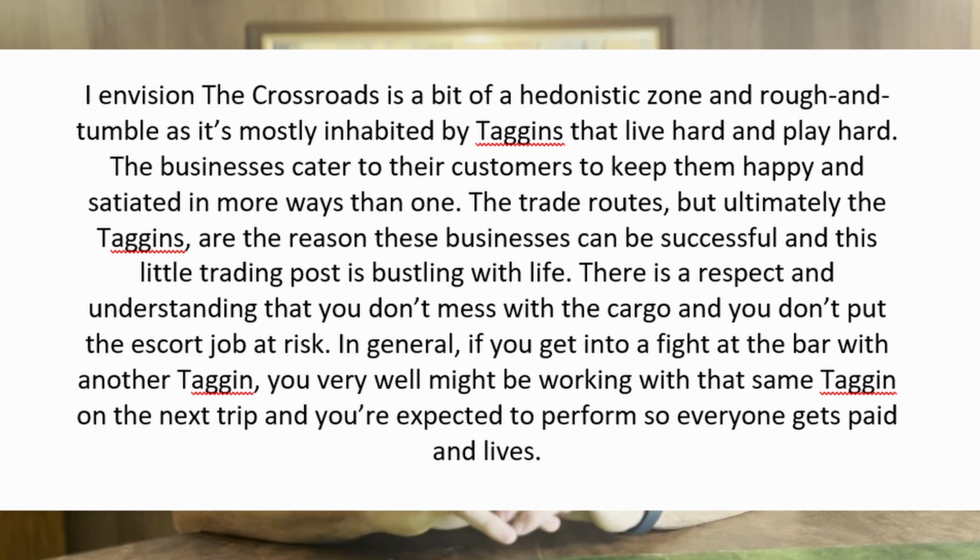In general, if you get into a fight at the bar with another Taggin, you very well might be working with that same Taggin on the next trip, and you're expected to perform so everyone gets paid and lives. So here I'm giving them a little bit of what I expect the crossroads to be, and an opportunity to wrap their heads around what they're going to be walking into at the start of the campaign. So I'm setting up their expectations, as well as mine, about what they're going to be doing at this central location, so it's a safe zone for the rest of the campaign.